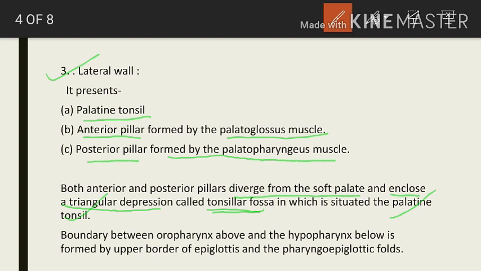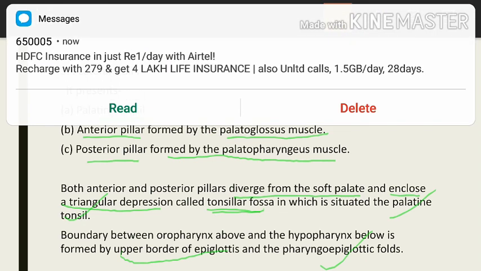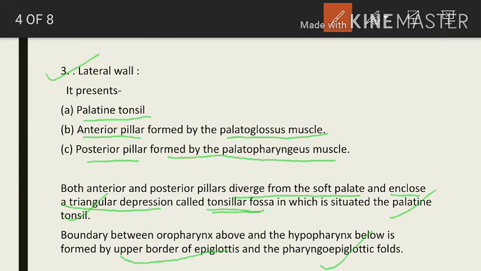Okay. Now, the boundary between the oropharynx above and the hypopharynx below is formed by the upper border of the epiglottis and also the pharyngoepiglottic fold. These are nothing but the lateral boundaries for the valleculae.